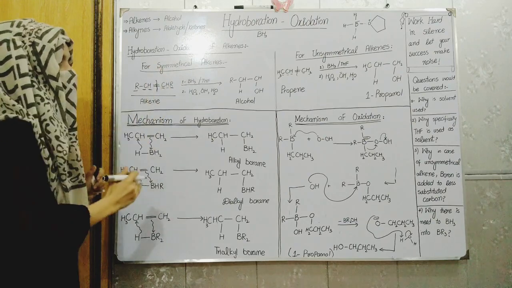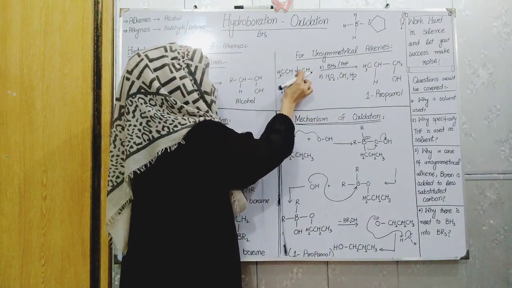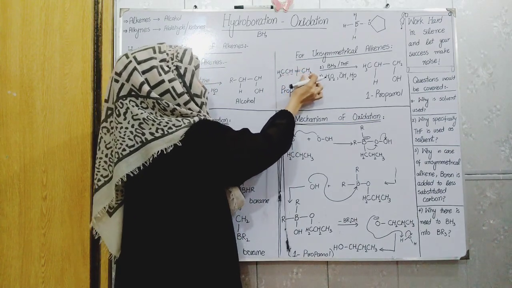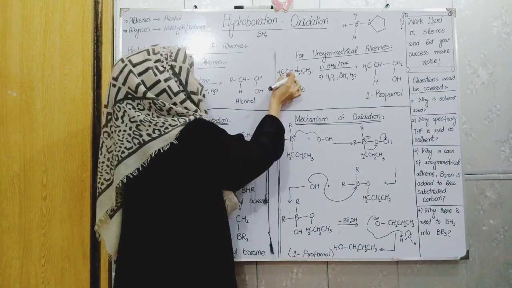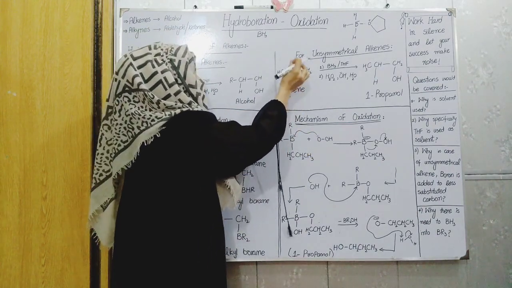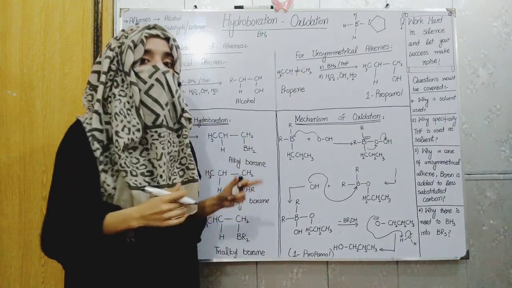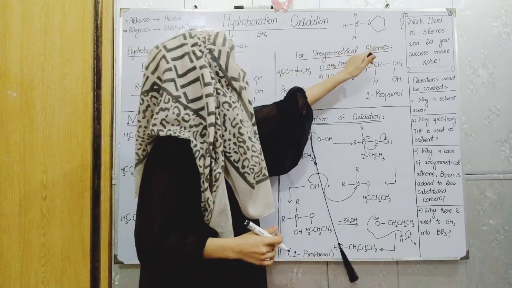However, in this case you can see that on either side of the double bond different groups are present. Here carbon and hydrogen, here two carbon and hydrogen, you can say methyl, ethyl, etc. These are different groups on either side of the double bond, so this is an unsymmetrical alkene.